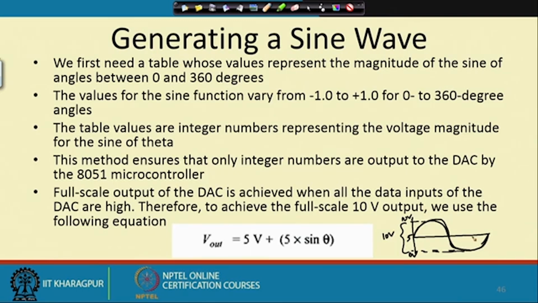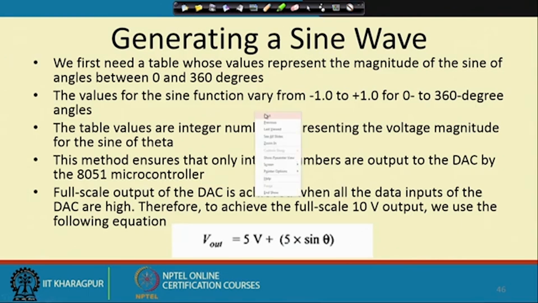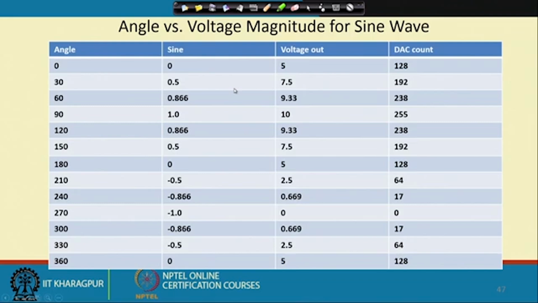If we are trying to do something like this, then I should follow this particular equation: V out is 5 volt plus 5 into sin theta, because sin theta will be in the range of -1 to +1. So, when it is -1, you will get 0, and when it is +1, you will get 5 plus 5, 10. So, this is what we are going to do. First of all we write down this sine table.